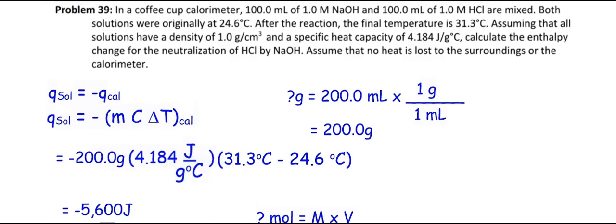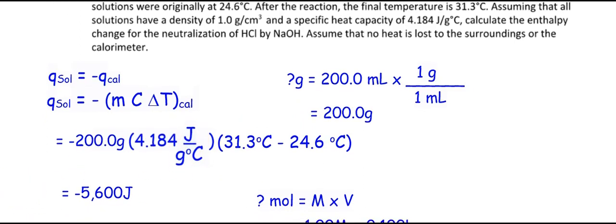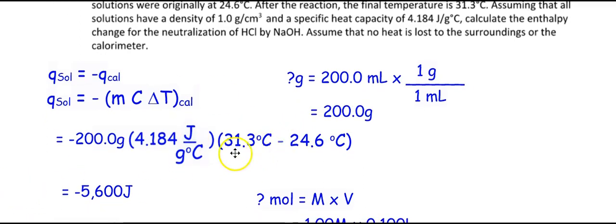Okay, welcome back. Hopefully you got this. Well, same exact setup. This time had a total volume of 200 mils, so I have a total mass of 200 grams. I set it up. I got negative 5,600, only 2 sig figs. Why? Because when you subtract, you only get 2 sig figs.